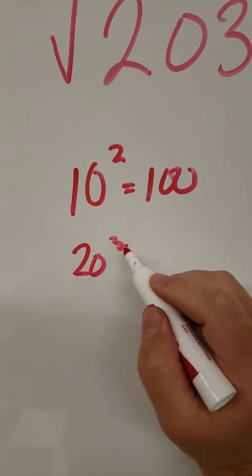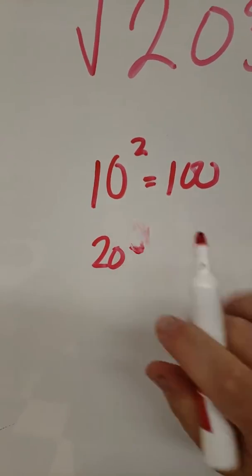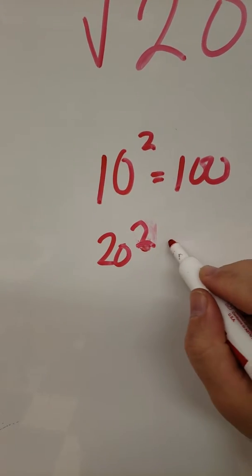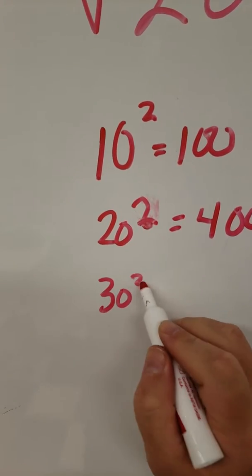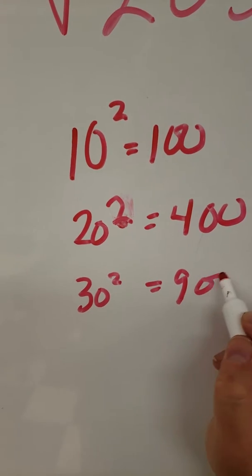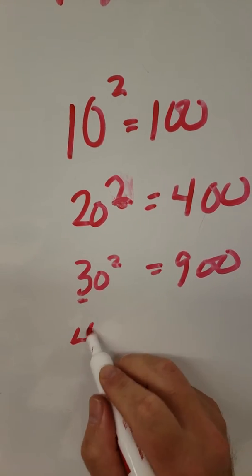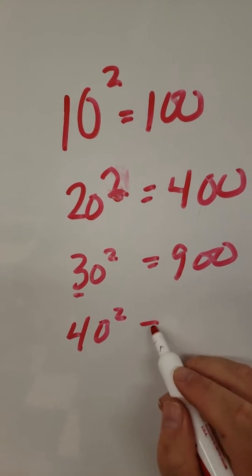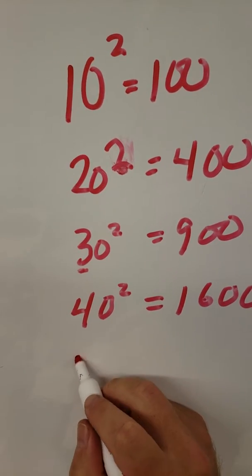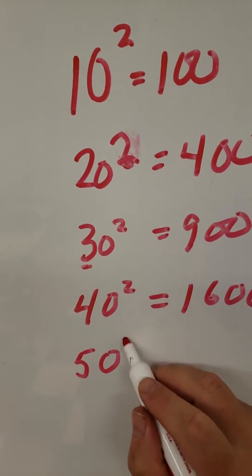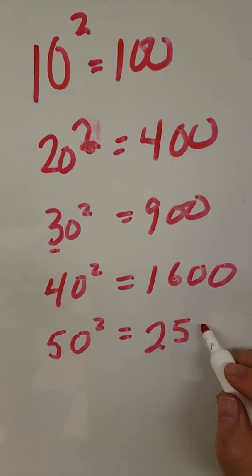20 squared is equal to 400. 30 squared is 900. If you haven't figured out, all I'm doing is squaring the front number and adding 2 zeros. 40 squared is equal to 1600, and 50 squared is equal to 2,500.